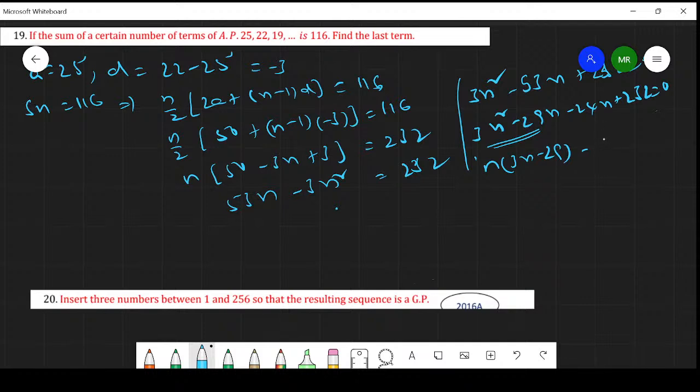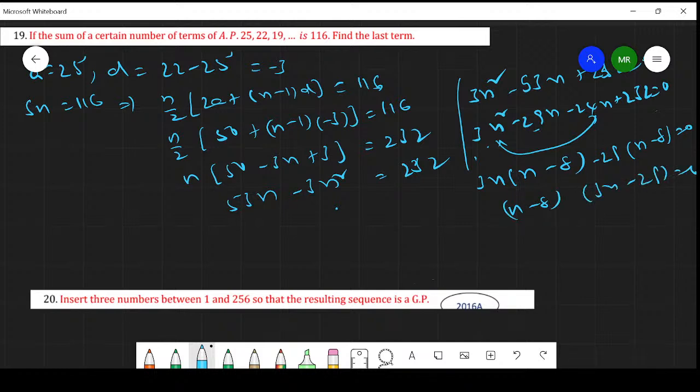What can I consider a common? Because the same thing I should consider, 3n. So either way I can take the common of these two terms. You can take 3n common. If we take 3n, n minus 8 comes. Then I can take 29 common, minus 29 common, and here n minus 8 comes. That is correct. Now n minus 8 into 3n minus 29 equal to 0.